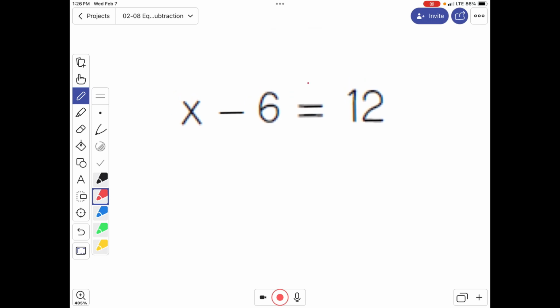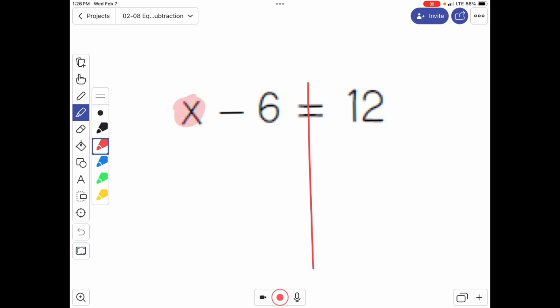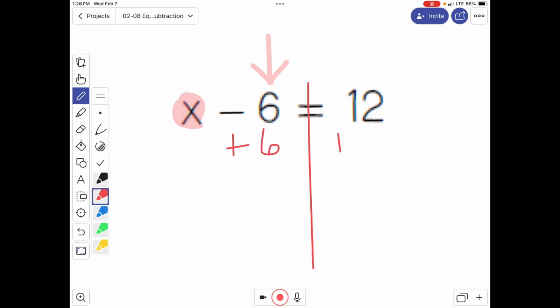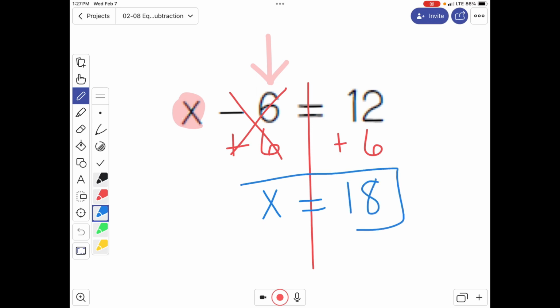Another example. Remember, start the wall, then find the variable, and we need to get rid of -6. The opposite of -6 is +6. Same thing. So since these are opposites, they cancel, and the only thing left on the left side is x. Then the equal sign comes straight down, and 12 plus 6 makes 18. So x is equal to 18.